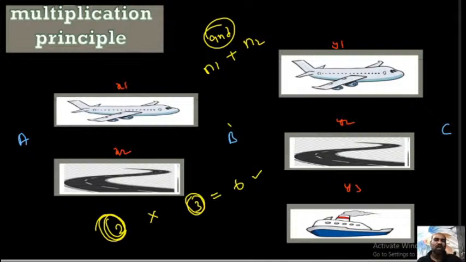See here what happened? One operation can be performed in n1 ways. Second operation can be performed in n2 ways. One operation is dependent upon another. Then these 2 operations can successfully be performed in n1 into n2 ways. Understood? Here, 2 into 3, 6 different ways you can travel from A to C. So the second one is the product rule. The first one is the sum rule.